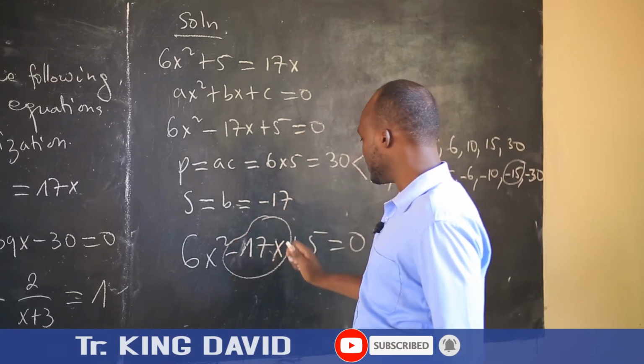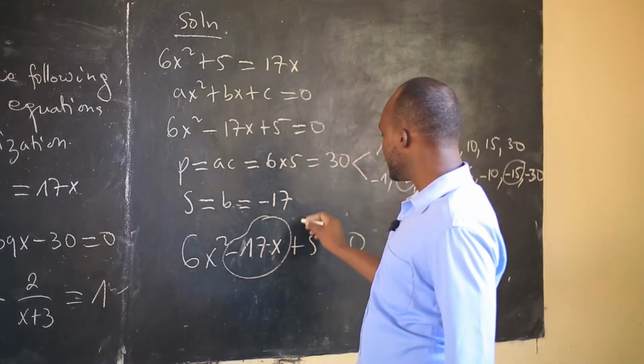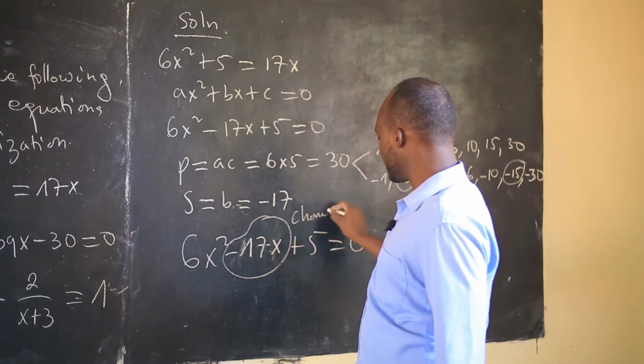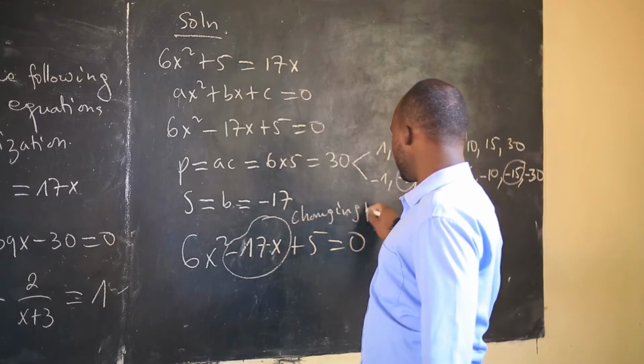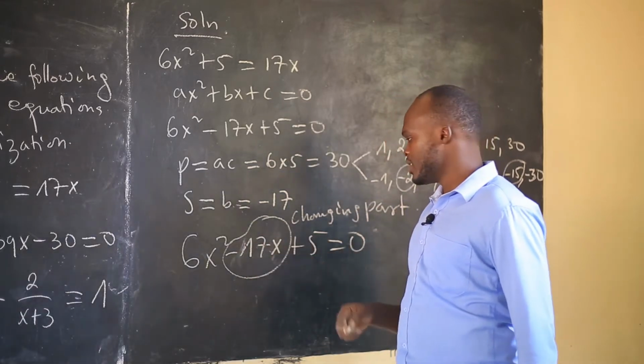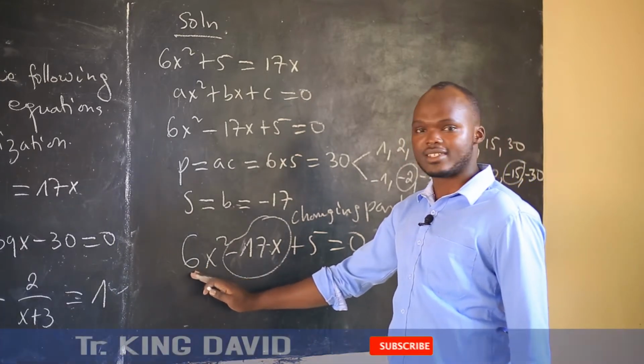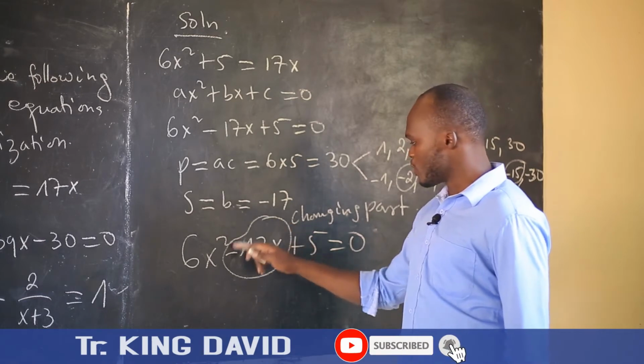This will be the changing part because I have negative 17x. So this is the changing part always. So we change this part. The 6x, this part remains the same, and that one remains the same. Always we change this part.